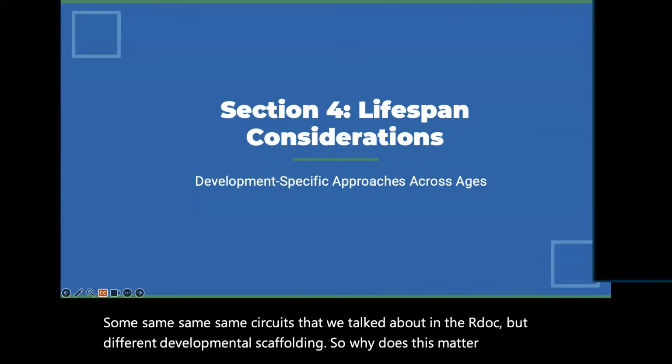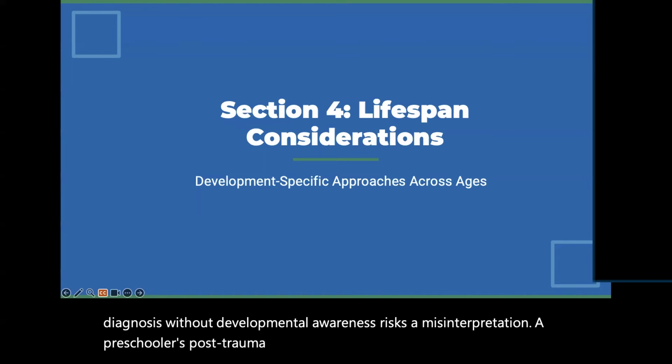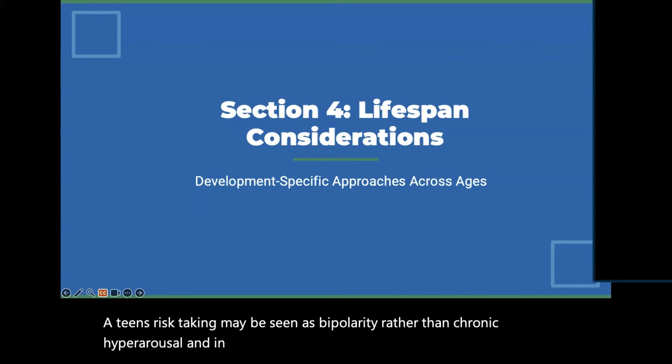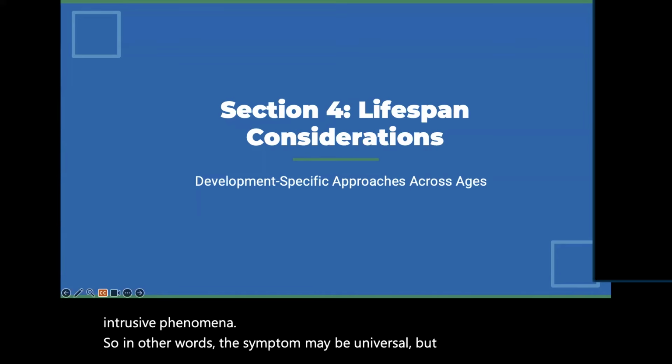Because diagnosis without developmental awareness risks misinterpretation. A preschooler's post-trauma regression could be misread as autism. A teen's risk-taking may be seen as bipolarity rather than chronic hyperarousal. And in older adults, cognitive decline can mask or mimic intrusive phenomena. So in other words, the symptom may be universal, but the meaning is age-specific.